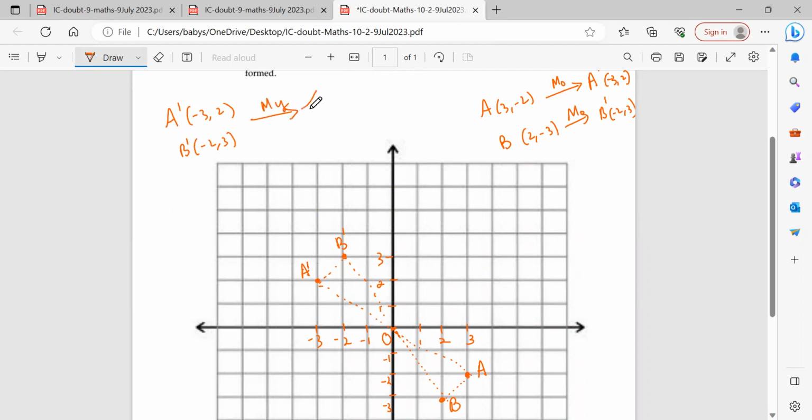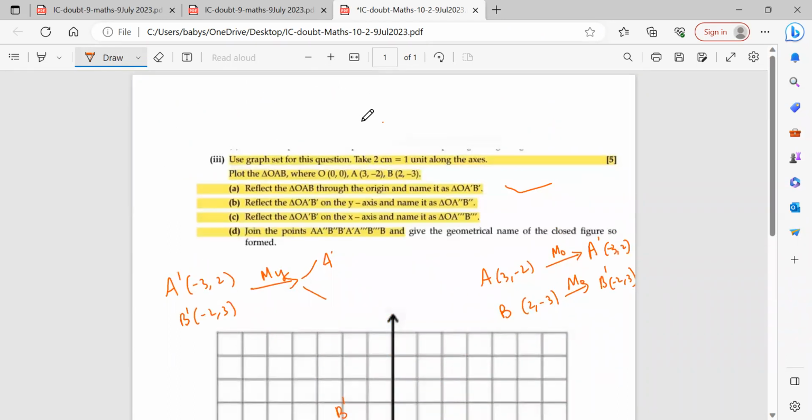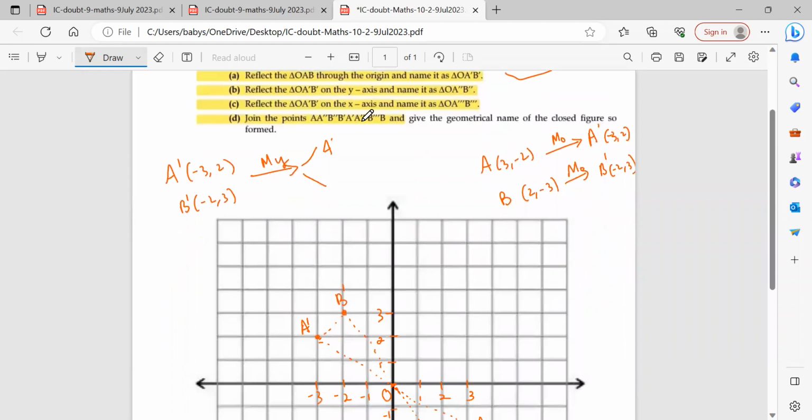So what do you get? Okay, A double dash. Of course, origin will not change because origin is lying on the x-axis and on the y-axis. So no matter what you do, the point is unchanged or untransformed, we can say. It remains as it is. So O will remain as O. There's nothing like O dash or O double dash. It remains at the origin itself, the same position.